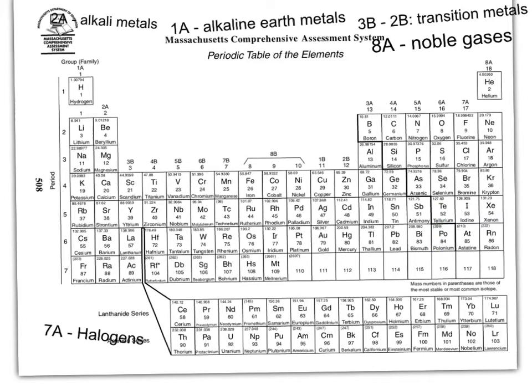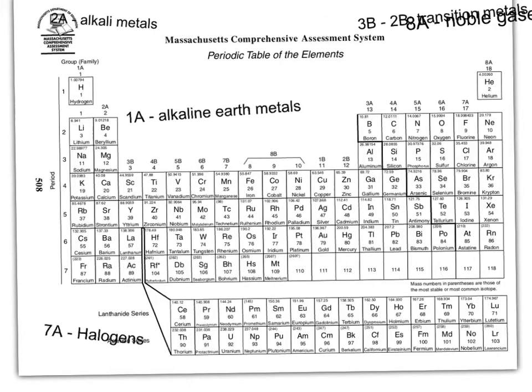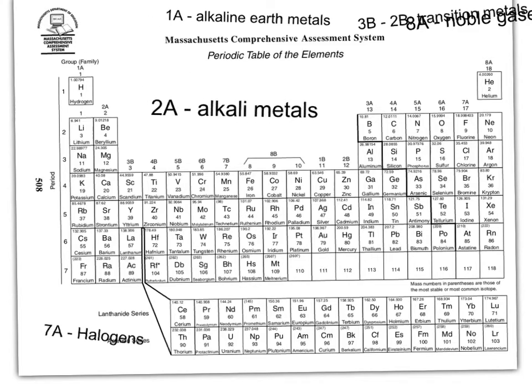Now, just to complicate your lives a little bit, in addition to having a group number, they can also have family names. So the first family name that you need to be familiar with is group 1A, the alkaline earth metals. Go ahead and write that down. The next one that you want to be familiar with is group 2A, the alkali metals.